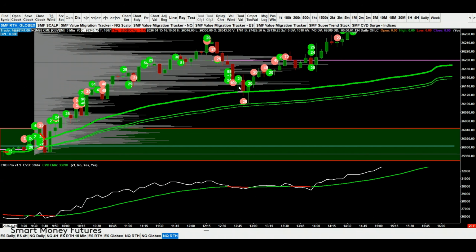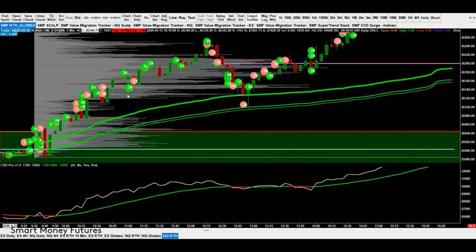Is VWAP supporting the move? Is there a logical target above, such as an overnight high, LVN, or week high? If yes, then a long may be valid. Invalidation could be a failed hold back below the prior high. Targets could be the next auction magnet.